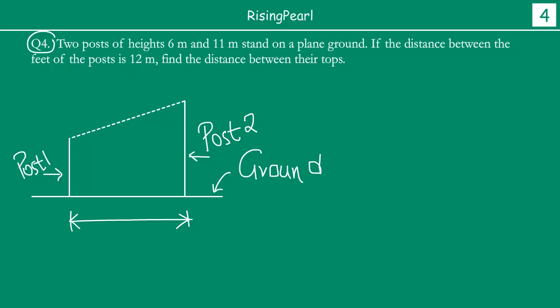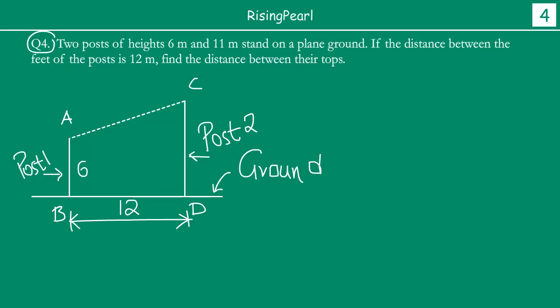So now, friends, if you think about it, we have been given a shape. This is actually a trapezium. So let us name this A, B, and C, D, right? So we have been given AB. AB is 6. CD is 11. And BD is 12. We have to find out AC.